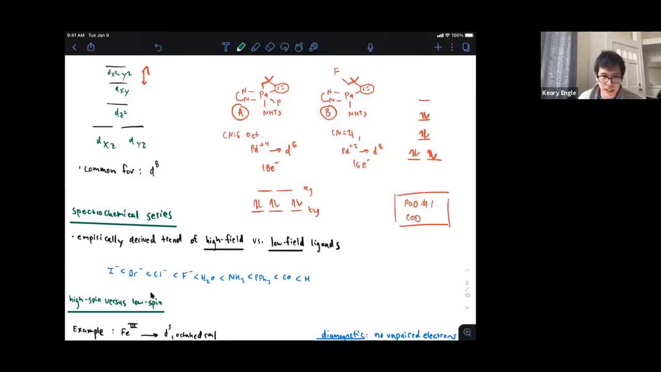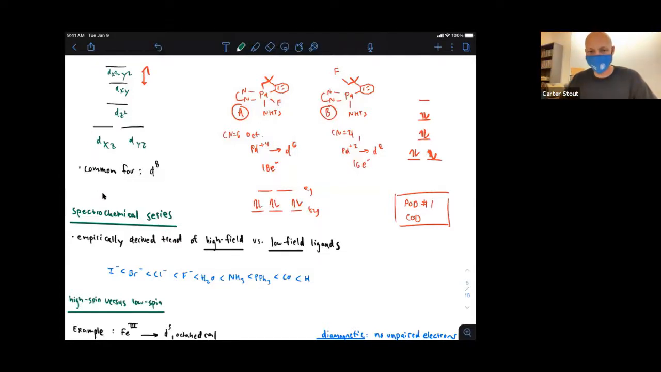Anybody recognize the chemist of the day? Oh, wait, Kiri, before we move on. Yeah, I just had a quick question. So for complex B, was there any evidence for some sort of coordination between the palladium and the C-F bond?